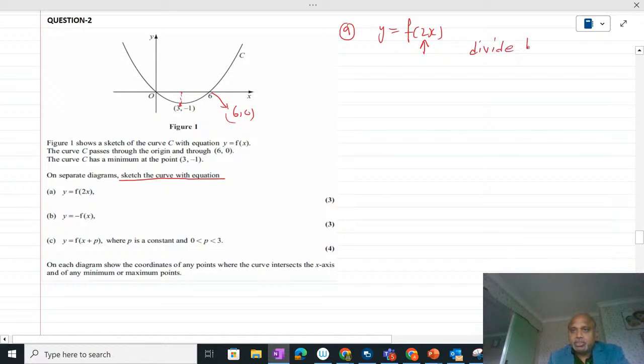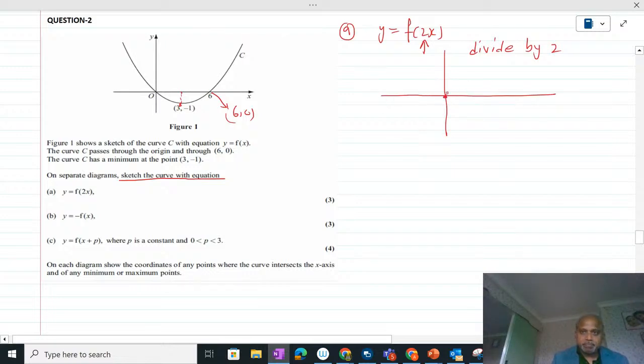We will always do the opposite. So the x coordinate will be divided by 2 because it is multiplied by 2. We will just do the opposite, divide by 2. Okay, so here it is 6, right? So half of 6 will be 3, right? So half of 6 will be 3.